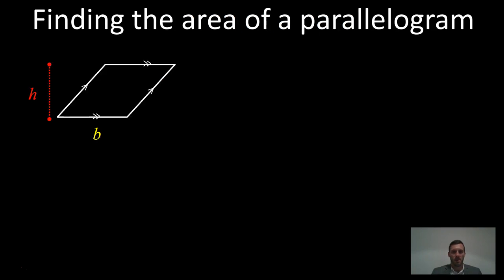First, let's have a look at finding the area of a parallelogram. A parallelogram is a flat shape with opposite sides parallel and equal in length. Sides with the same number of arrow markings are parallel. In this example, the top and the bottom are marked with a double arrow, and therefore parallel. The left and the right side are marked with a single arrow, and therefore they're parallel. The formula for the area of a parallelogram is given by the base times the perpendicular height.